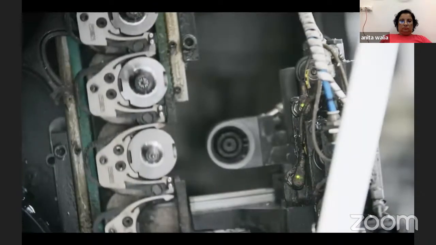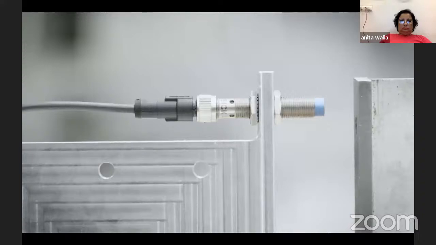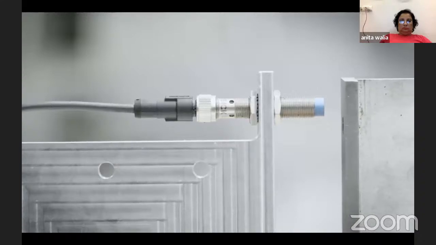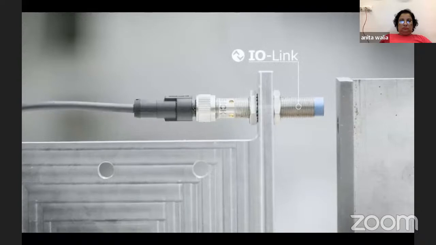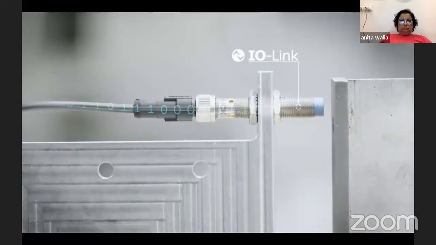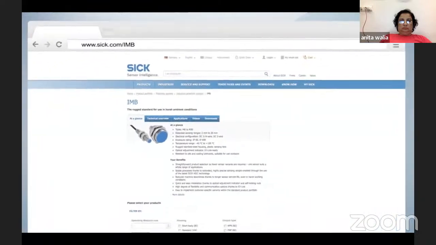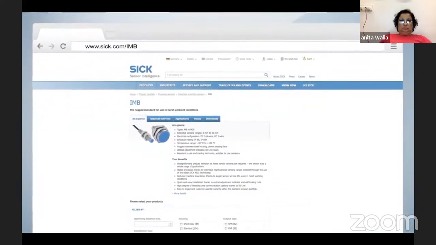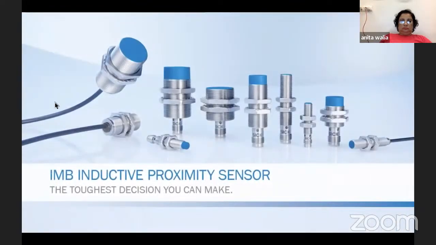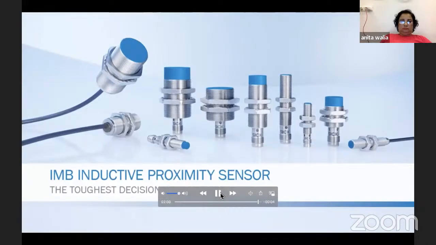In order to meet the increasing requirements of Industry 4.0, optional communication via IO-Link grants access to additional data. For instance, for condition monitoring or flawless identification of the sensor. Are you curious? Try the IMB for yourself within your own industry application parameters. IMB, the toughest decision you can make.